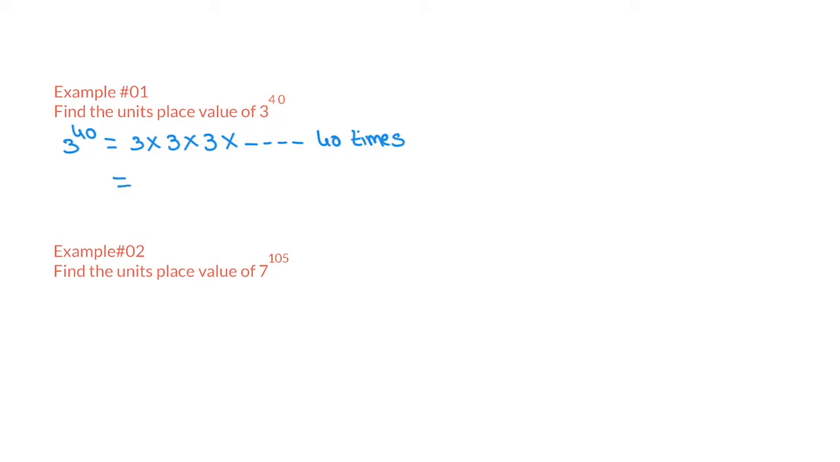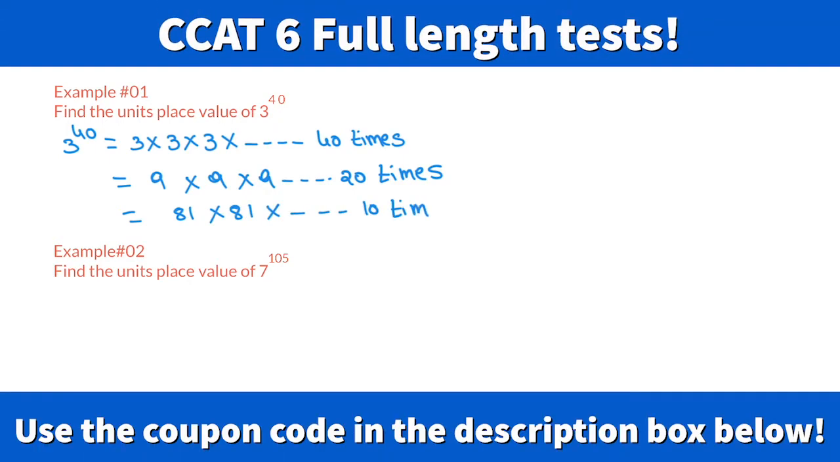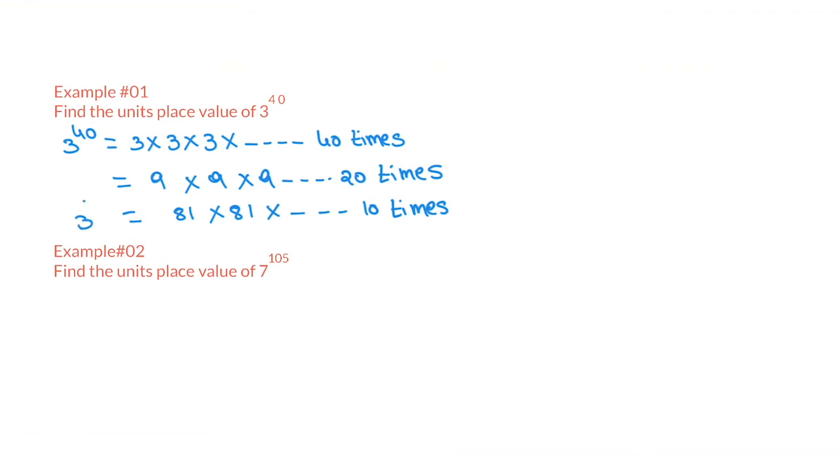This can also be written as 3 times 3 is 9, multiplied with 9 multiplied with 9 itself 20 times. Further, this can be written as 9 times 9 is 81, 81 multiplied with 81 multiplied with 81, 10 times. Right? This 3 power 40 is nothing but 81 multiplied with itself 10 times, and from quick trick 2 we can say that units place value is equal to 1.